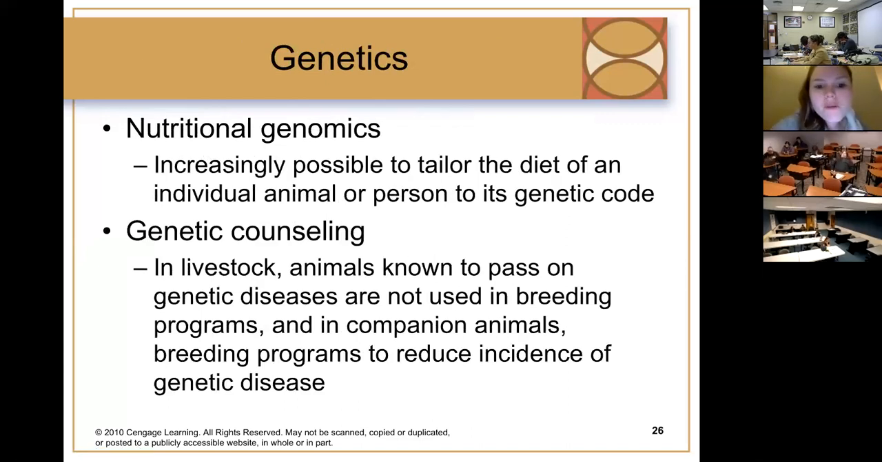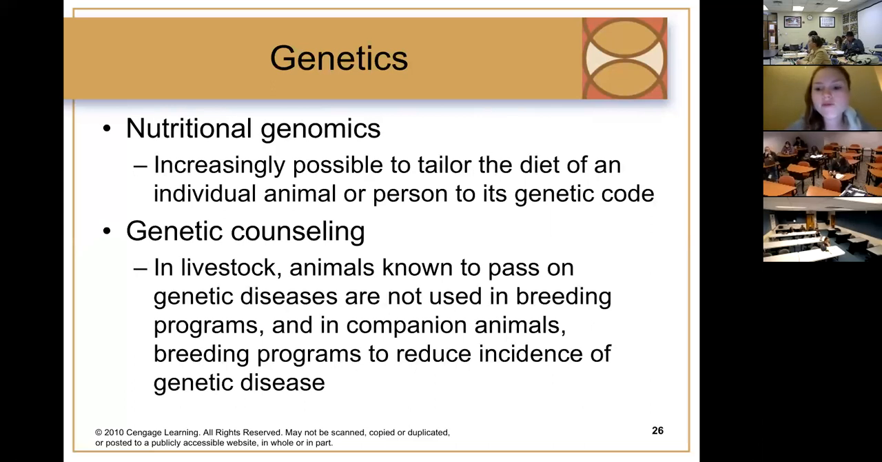Nutritional genomics makes it increasingly possible to tailor the diet of an animal or person to its genetic code. This is becoming more popular, and they've been doing more work with it. If you think about it, you have breeds, for example pig breeds, that are more likely to deposit muscle versus fat. If you know that about their genomics and their genes, you can feed them differently than you would pigs that would put down more fat instead of muscle.